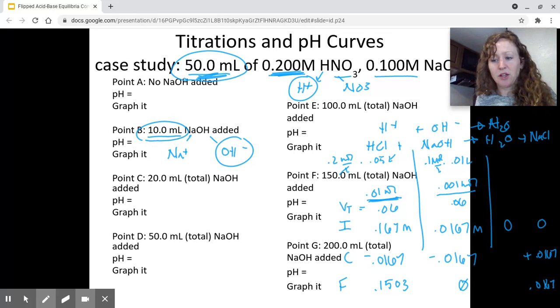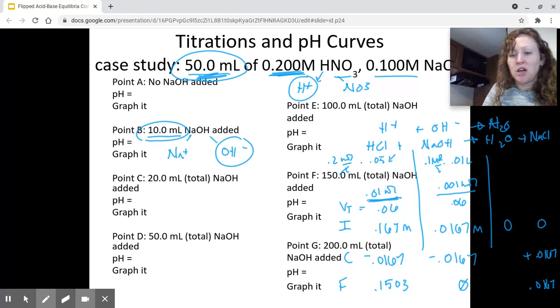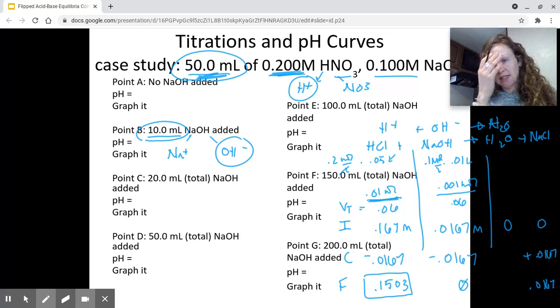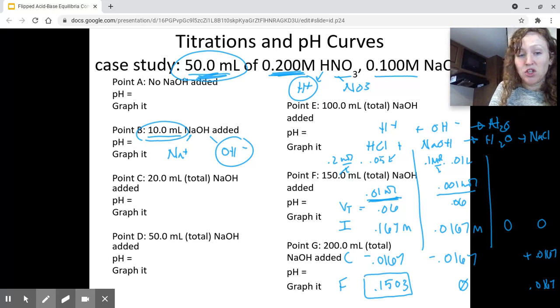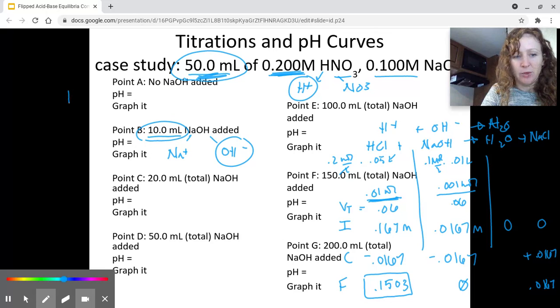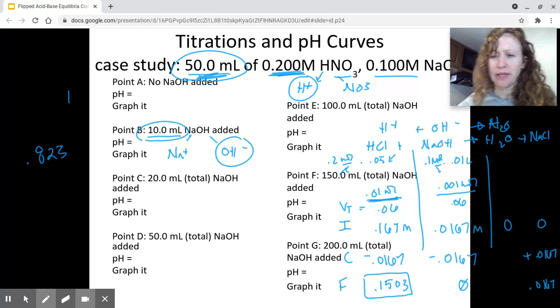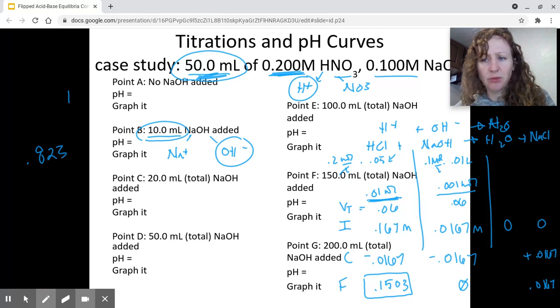Now my salt is not going to affect the pH, but my strong acid will. So that is my hydrogen concentration. I take the negative log of that, and I get a pH. This was a pH of 1, and this is a pH of 0.823, which doesn't make sense. I added base, my pH should go up.